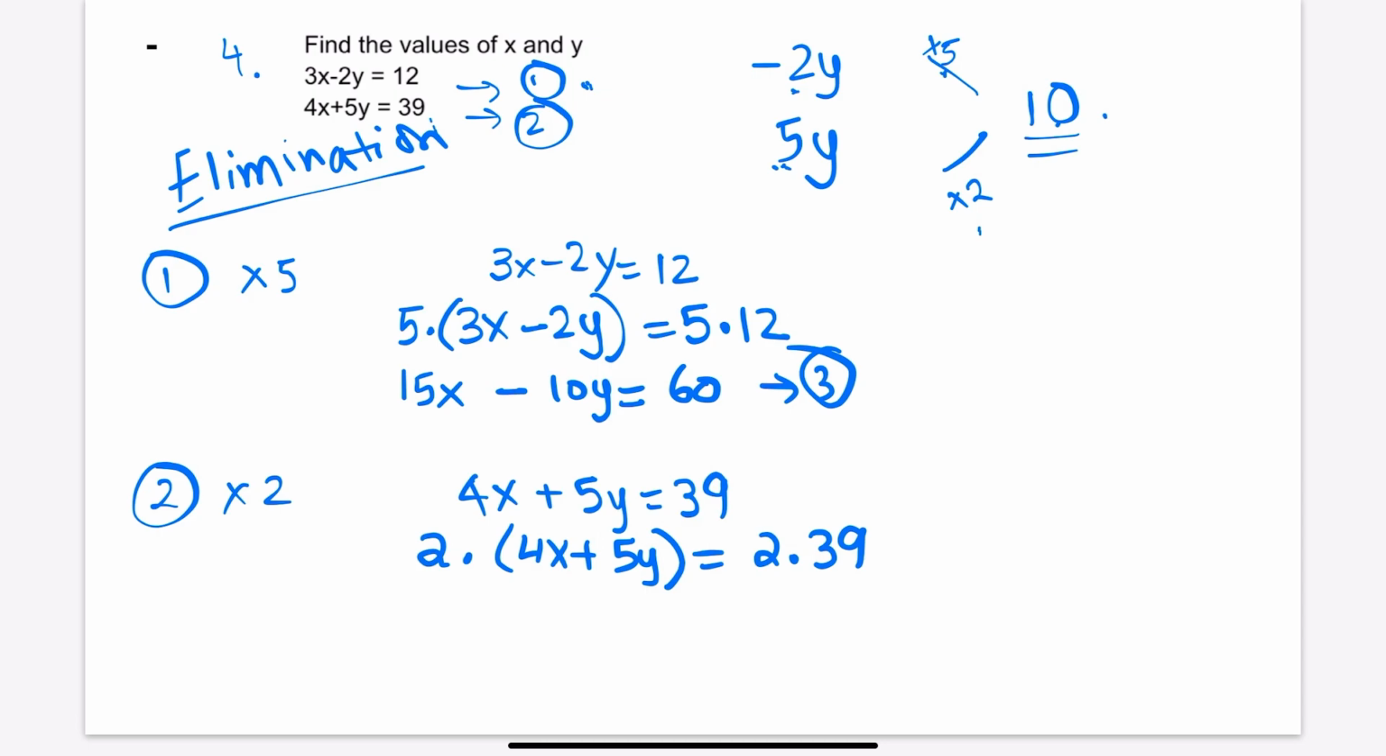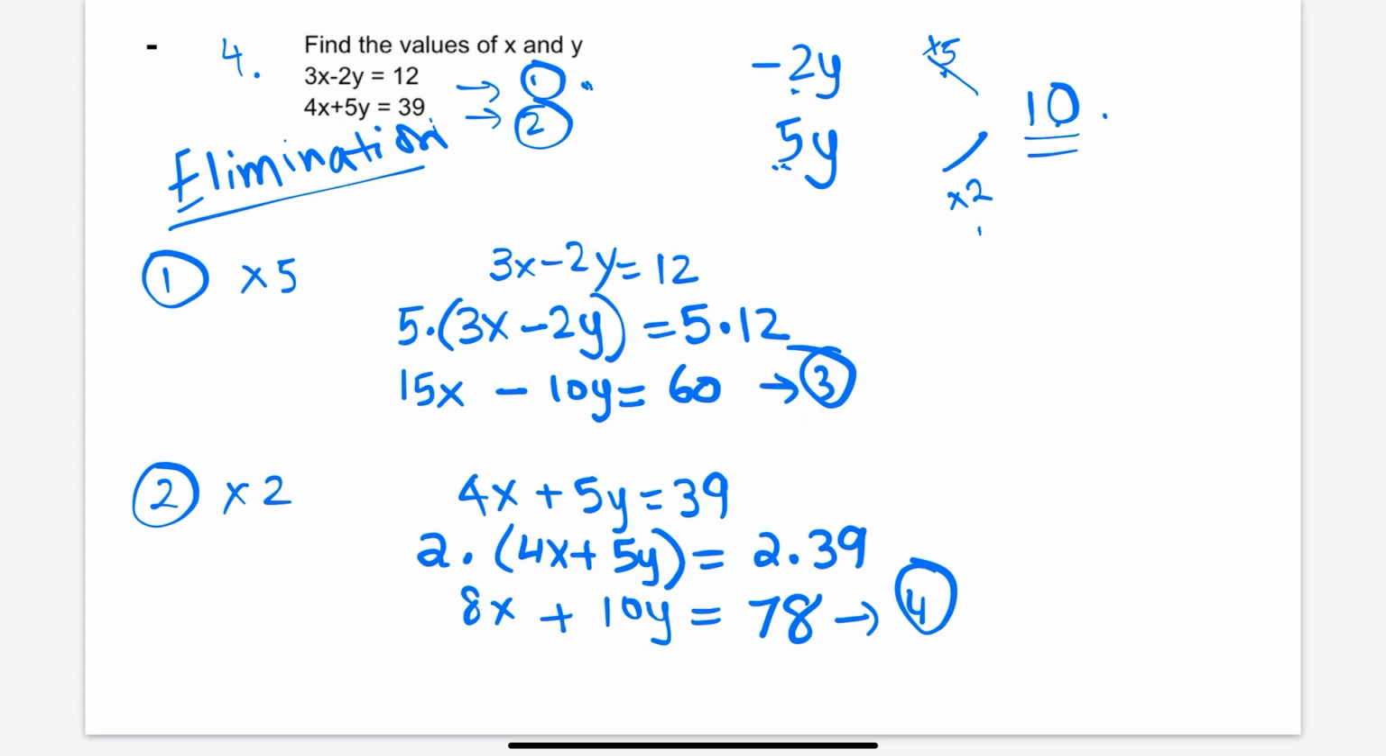Again, the distributive property has to be applied here. Take the number from outside and multiply with each term inside the parentheses. So 2 times 4 is 8x, plus 2 times 5y is 10y, is 2 times 39, which is 78. I'm going to call this equation 4. Equation 3 is a modified form of equation 1, and equation 4 is a modified form of equation 2. Why do I need to do that?